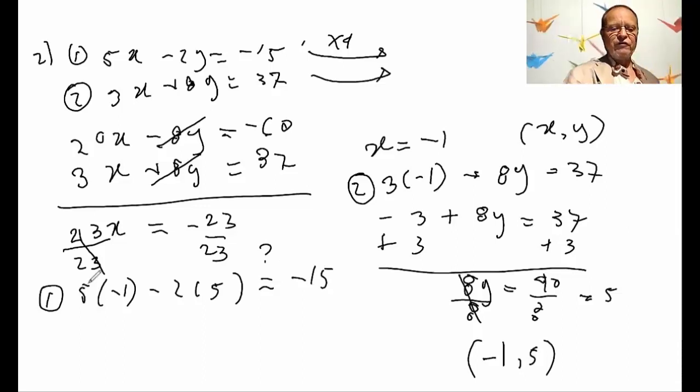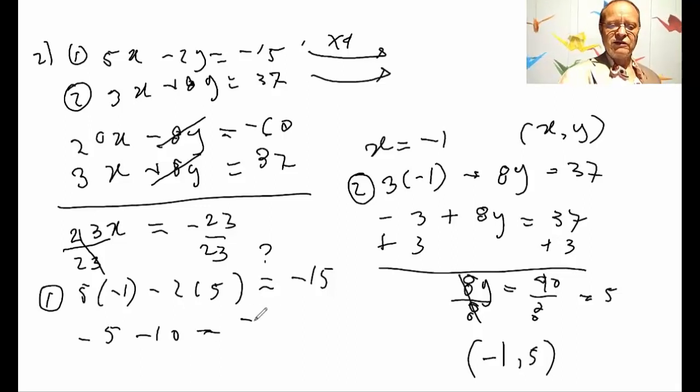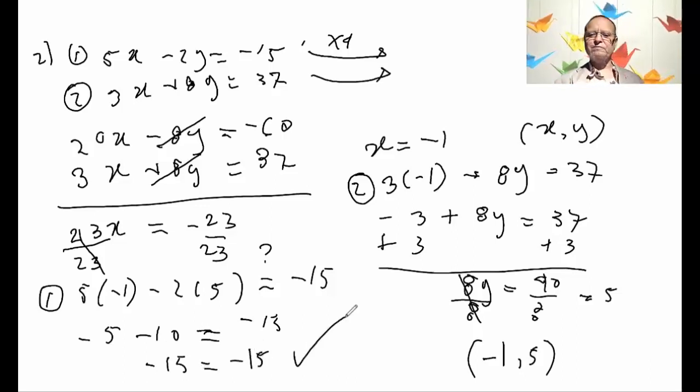And so 5 times negative 1, well, that's negative 5. And then negative 2 times 5 is negative 10. And that's equal to negative 15. And indeed, negative 15 is equal to negative 15. So I'm good to go.